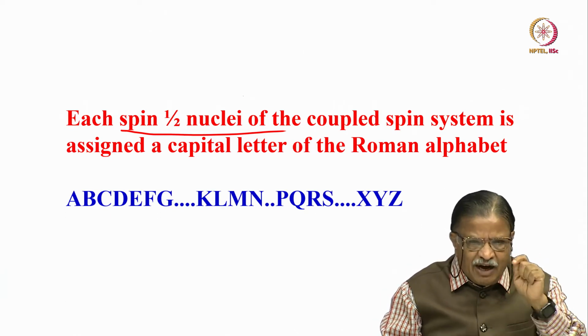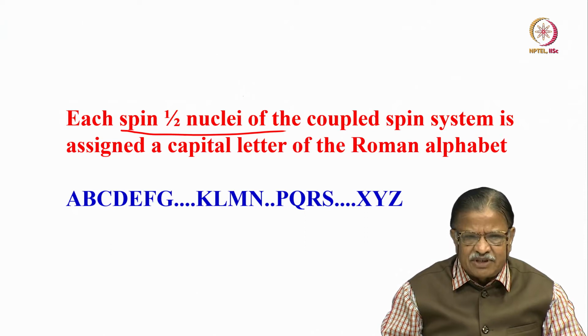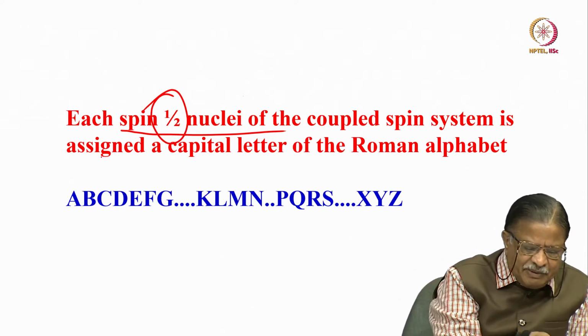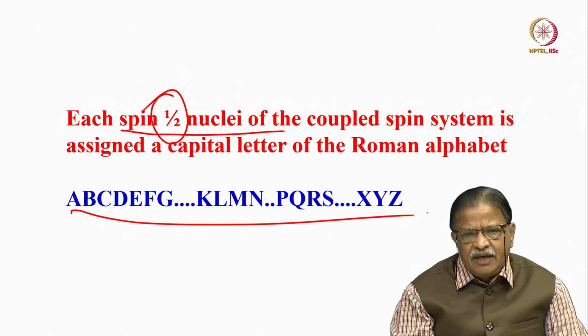If I have spin half nuclei which are coupled spin systems, then each spin half nucleus can be represented by a Roman alphabet like this, A, B, C, D up to Z.